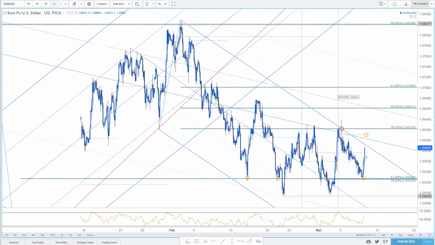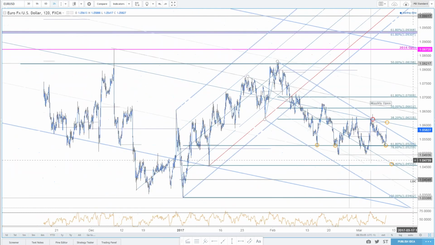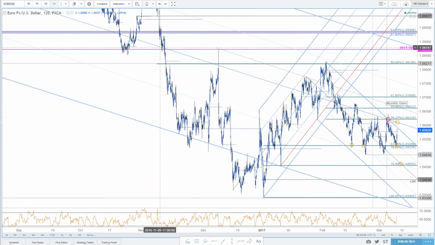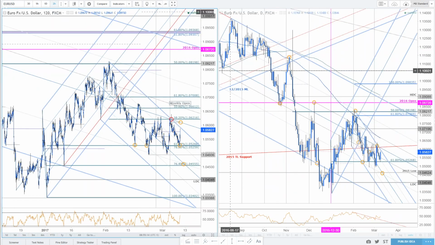Also, I don't want to get too crazy with this, but if you zoom this chart out, guys, do you see this line right here? I'll show you on the daily chart. This is the actual median line, that's this in blue. And they all converge still right there at the weekly open. So just keep that in mind.